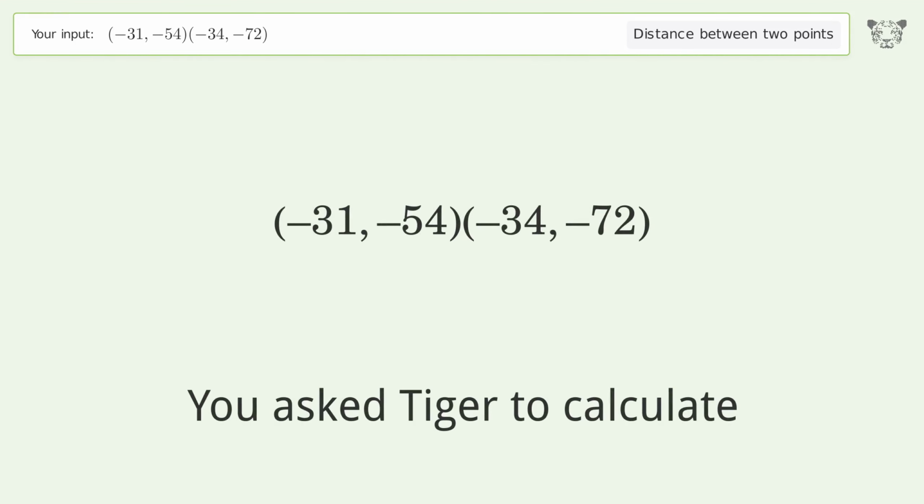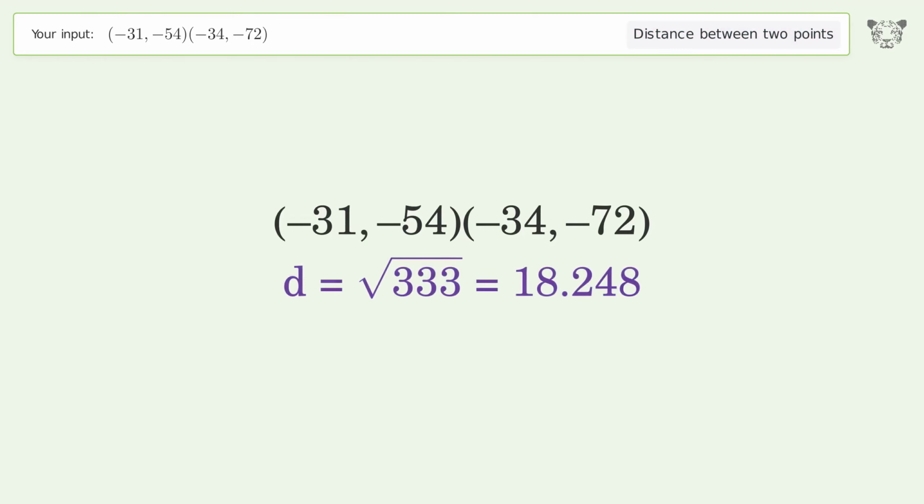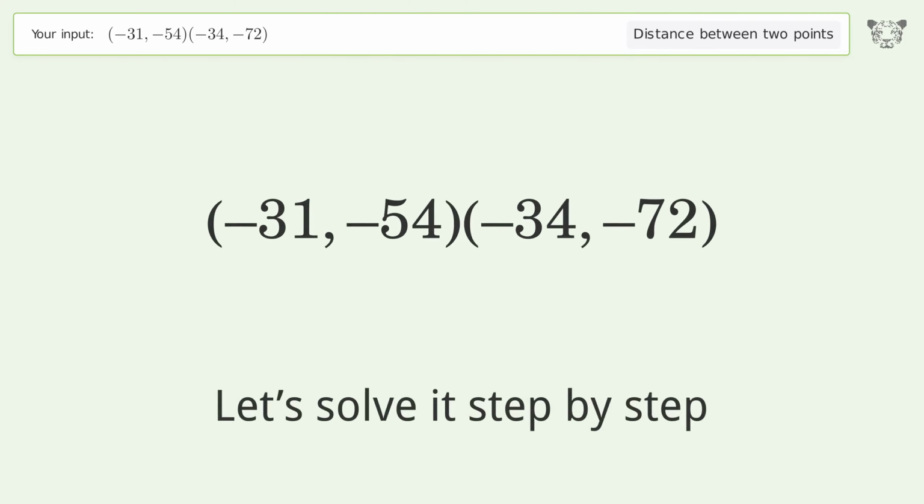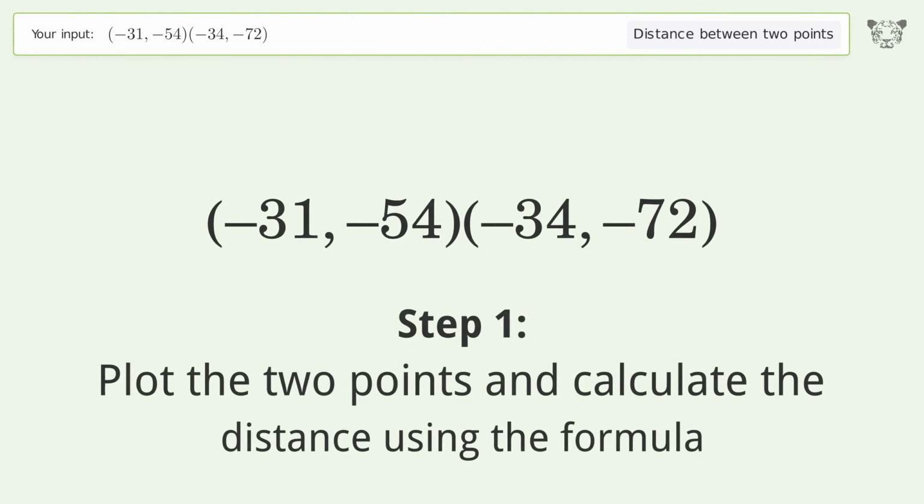You ask Tiger to calculate. This deals with the distance between 2 points. The distance between the 2 points is the square root of 333, or 18.248. Let's solve it step by step. Plot the 2 points and calculate the distance using the formula.